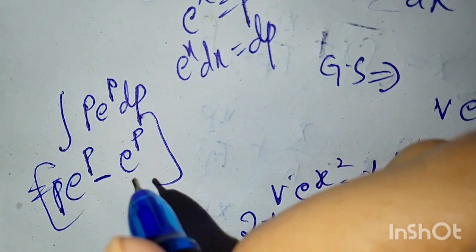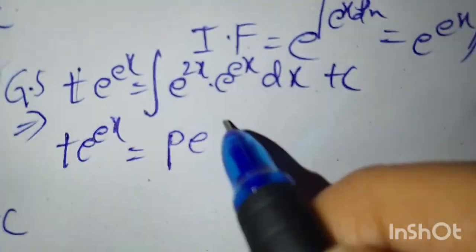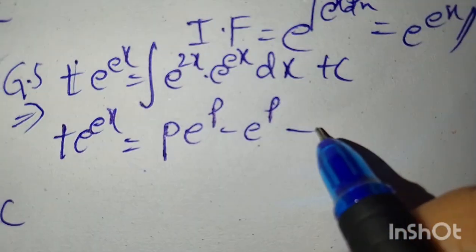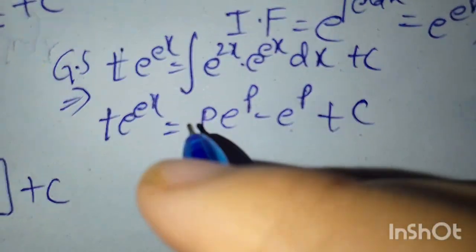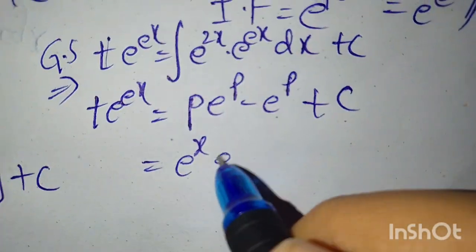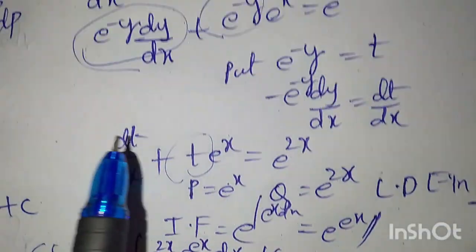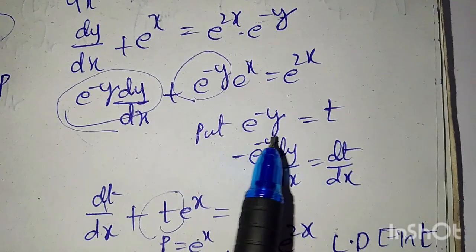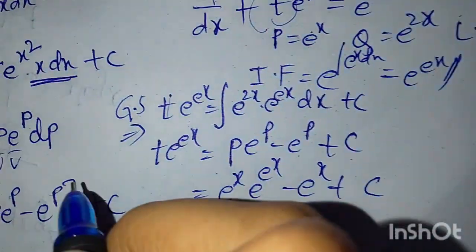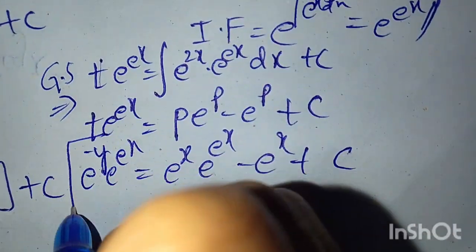So this is your answer. I'm writing here directly p e power p minus e power p plus c. So what is p value? e power x. So e power x, e power x minus e power x plus c. What is t value? We have put e power minus y. So this is your final answer.